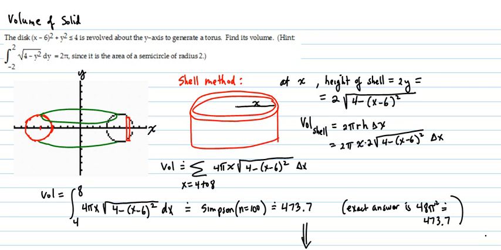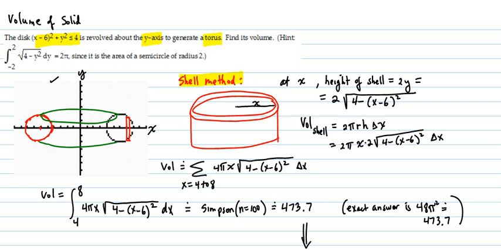We're to find this volume of solid, and it's a torus created by revolving this circle about the y-axis. And so we draw the picture, and we're going to use two methods here. One is the shell method.